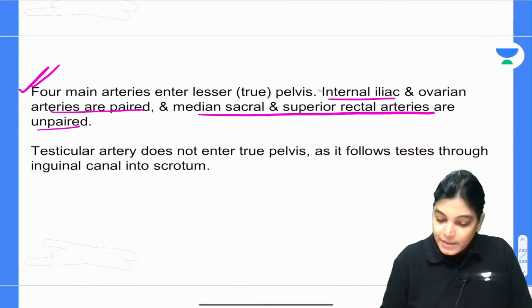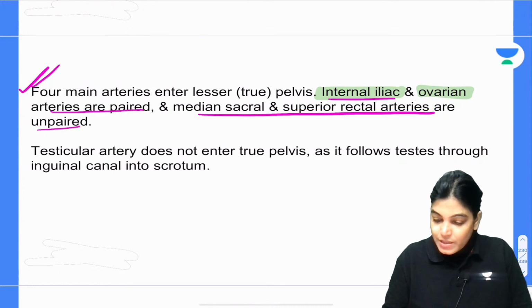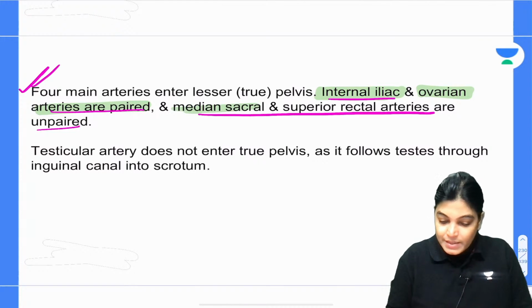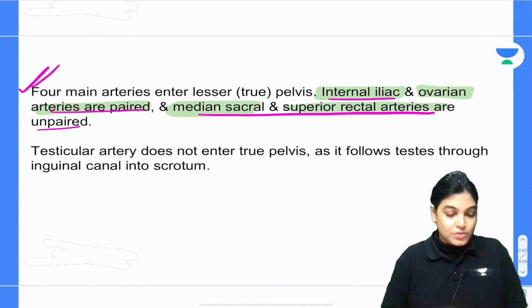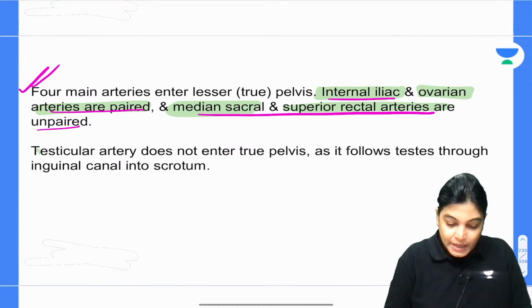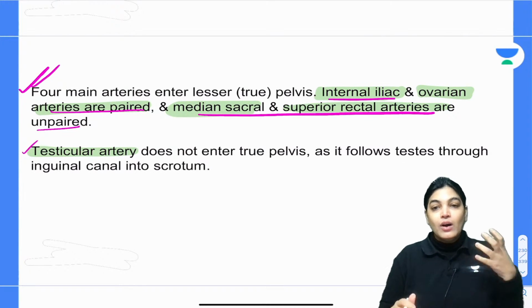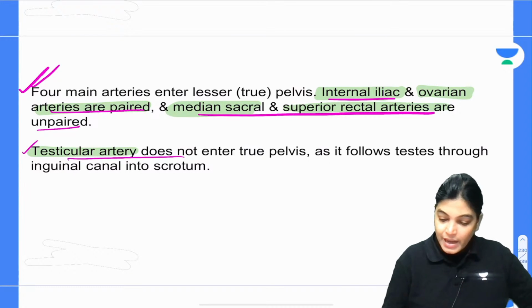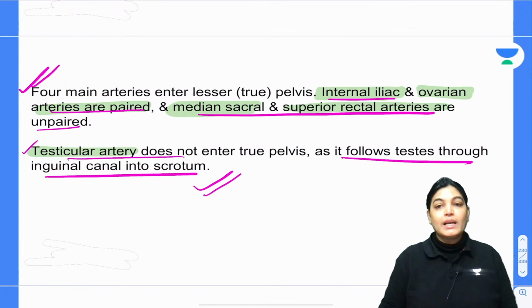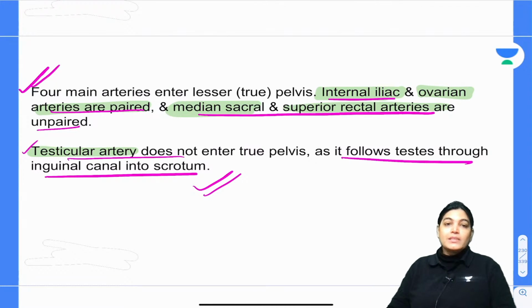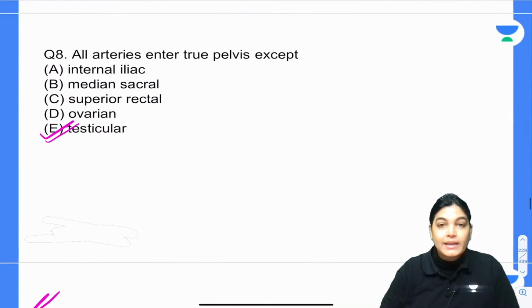So mark it: we have the internal iliac artery, the ovarian arteries, the median sacral arteries and the superior rectal arteries. These are the arteries of the true pelvis. The testicular arteries, as we have marked, do not enter the true pelvis. The course of the testicular arteries is that they follow the testes through the inguinal canal and reach the scrotum. So it is not going inside the true pelvic region. So yes, we have E as the correct answer for question number 8.